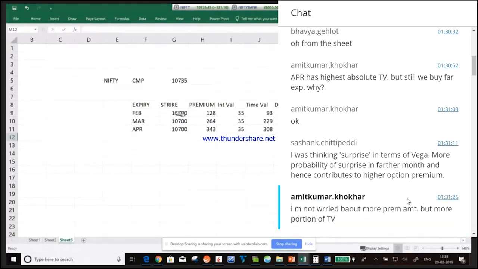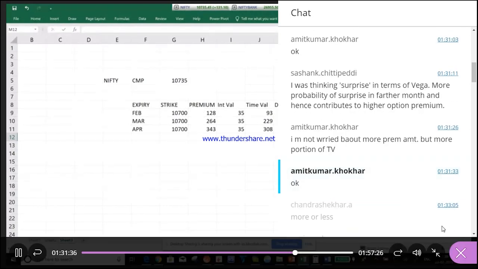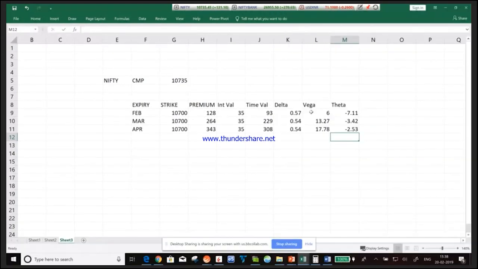Now let's say the underlying keeps on moving. Or forget it, let's say the implied volatility changes by 1%. The February series will increase by 6 rupees. The March series will increase by approximately 13 rupees. The April series will increase approximately by 18 rupees.